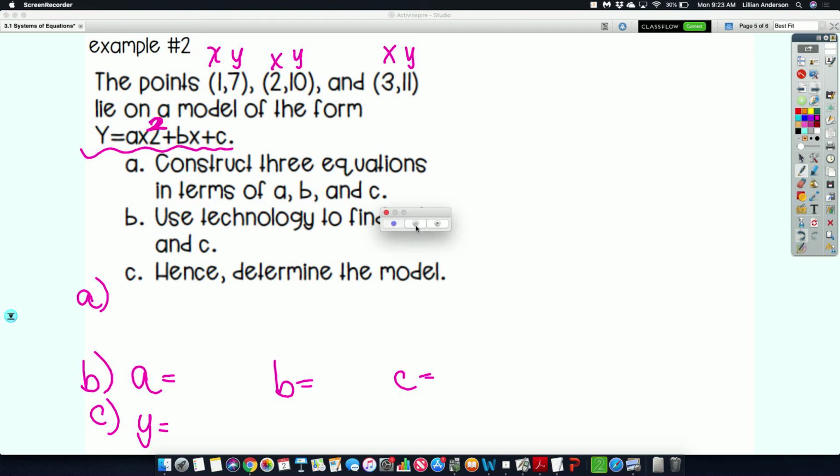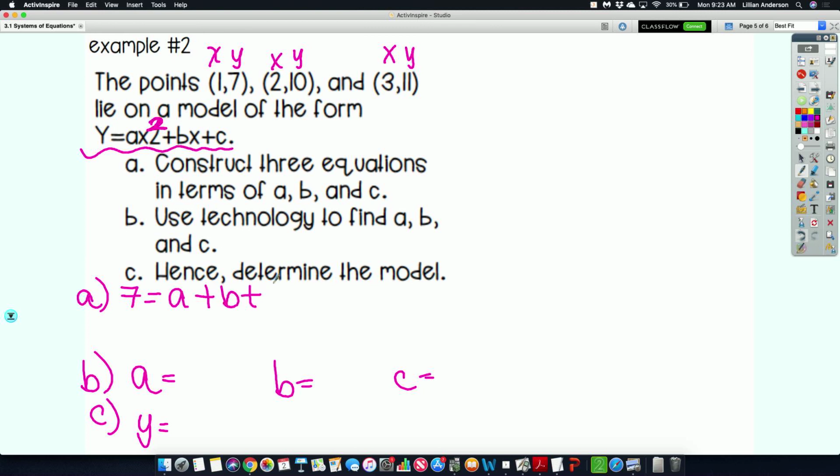All right, Dylan, give me one of the equations. Very good. Roderick, give me another equation. 10 equals a times 2 squared plus b times 2 plus c. Okay, so then once you did that, you got what equation? Simplify it. So what's 2 squared? So that would be 10 equals 4a plus 2b plus c. Good stuff. And then Isabel, the last one. 11 equals 9a plus 3b plus c.